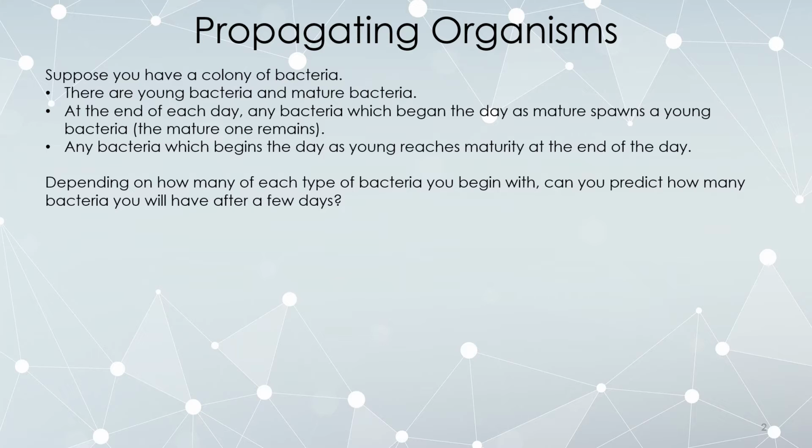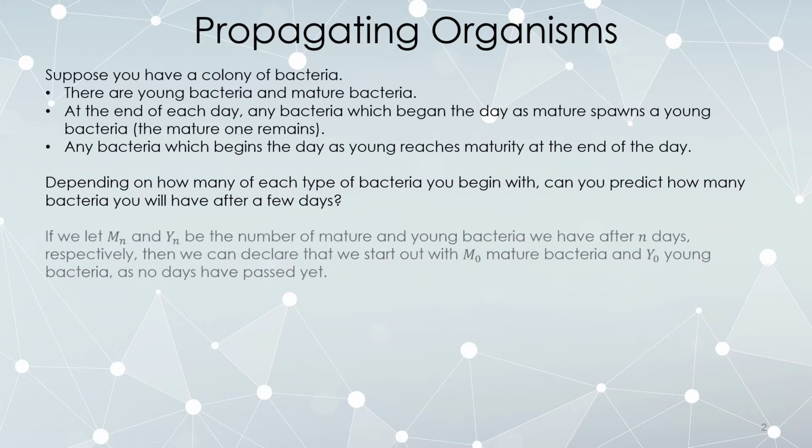So depending on how many of each type of bacteria you begin with, can you predict how many bacteria you have after a few days? Like if you start with 3 young and 8 old bacteria, then after 10 days, how many do you have? So let's let m sub n and y sub n be the number of mature and young bacteria after n days. Okay, so m sub 6 would be how many mature bacteria we have at the end of day 6. And y sub 9 would be how many young bacteria we have at the end of day 9.